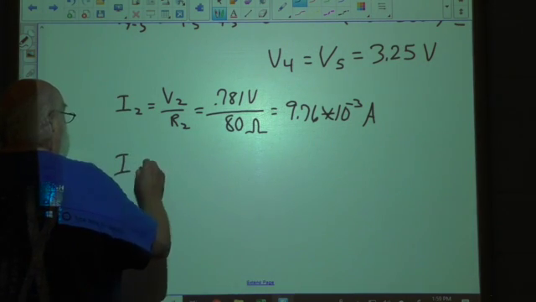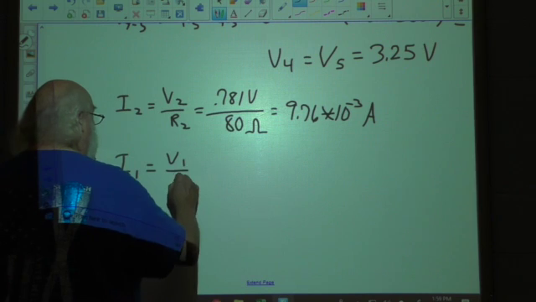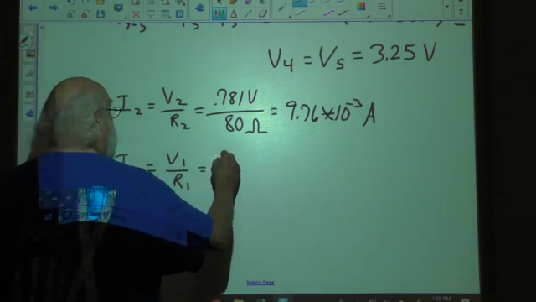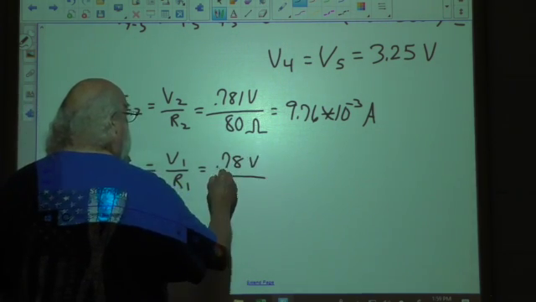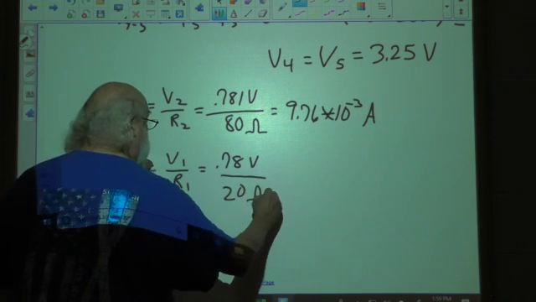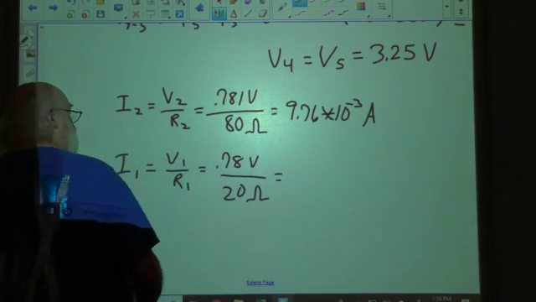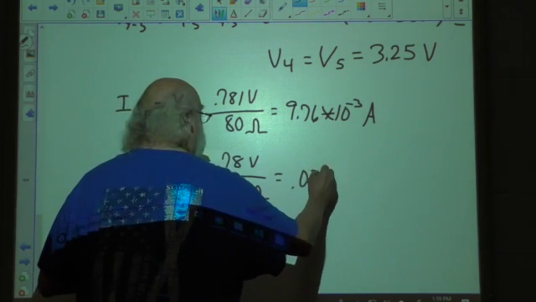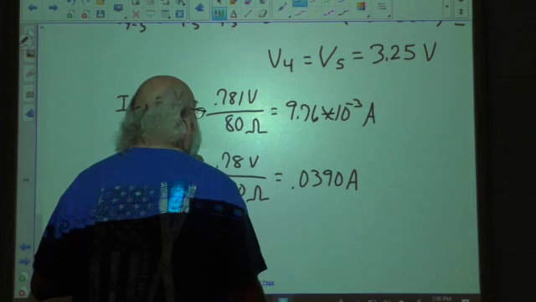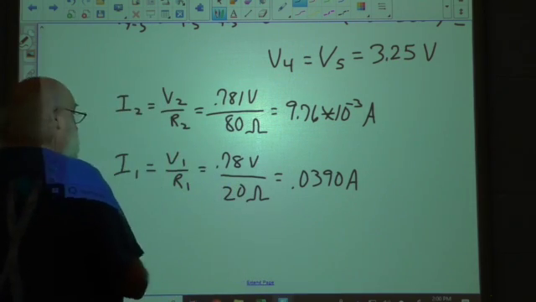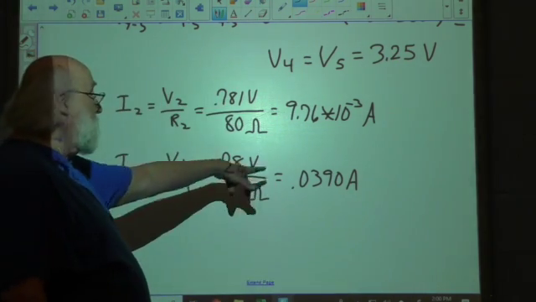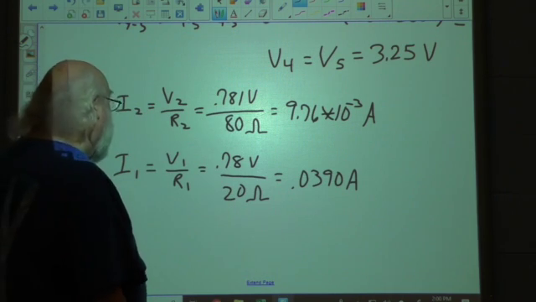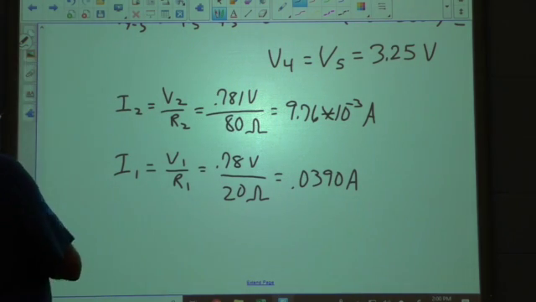I1 equals V1 over R1 equals 0.781 volts over 20 ohms. And I believe that is going to be 0.0390 amps. And those two should add up to be about 0.0488, and it does, if you do the math. 0.0488 is established there when you add those together.